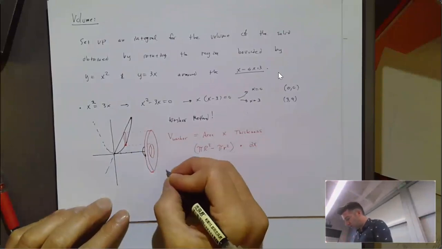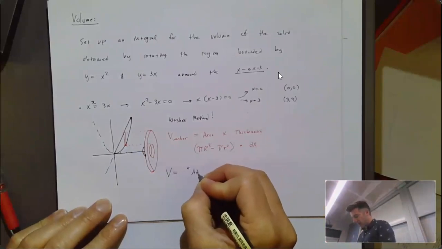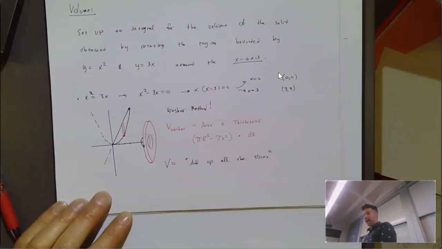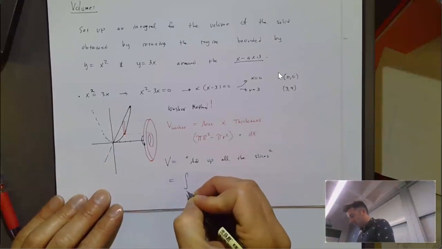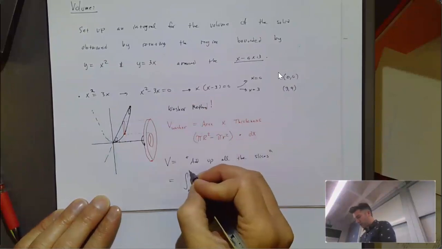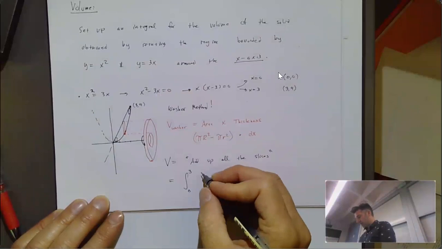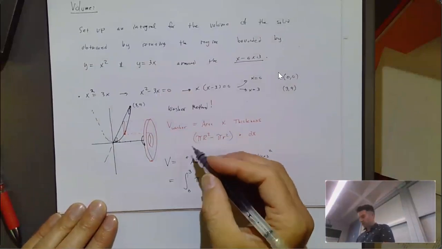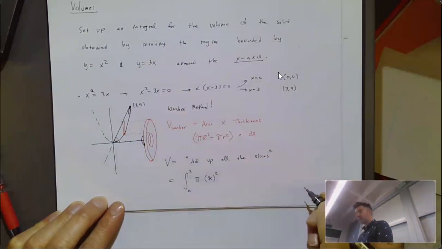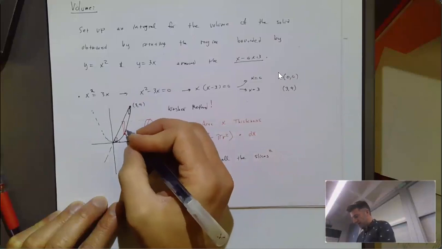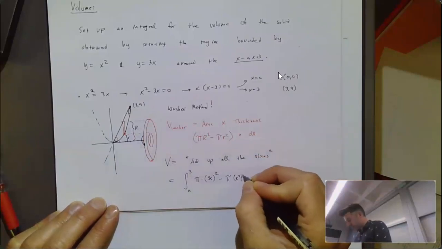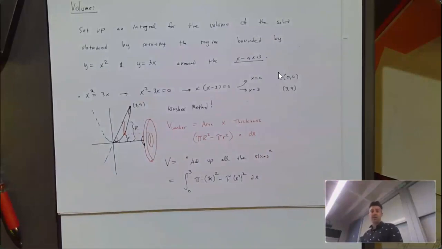Then to find the total volume, we are going to add up all the slices or washers. And when I say add up, what I mean is we're going to do the integral. We're going to add up all the slices from over here to over here, so from 0 to 3. That's going to be pi times, what's the big radius? The big radius is the function that's further away from the axis of rotation. In this case, it's 3x, minus pi times the little radius, the closer function. In this case, it's x squared. And that's how we set up this integral.